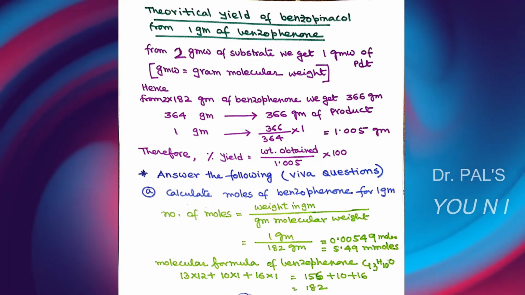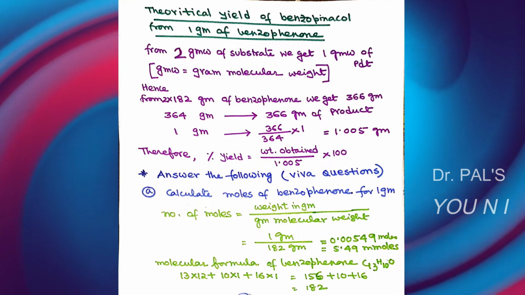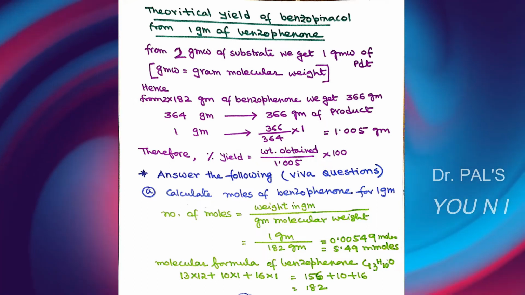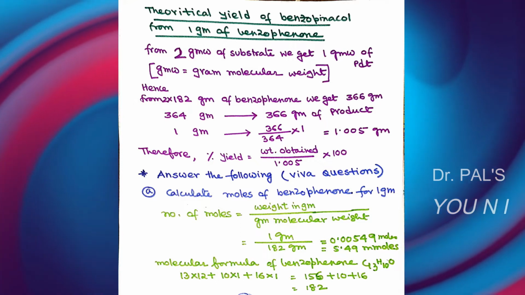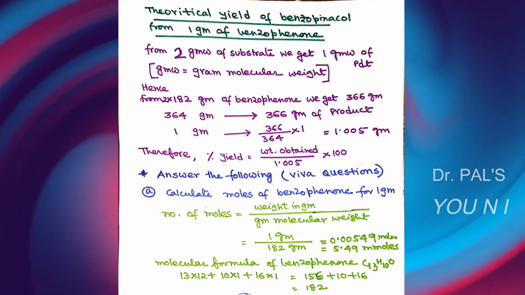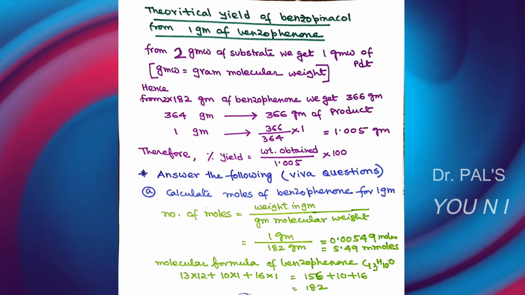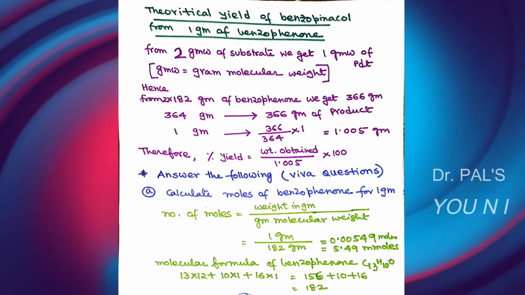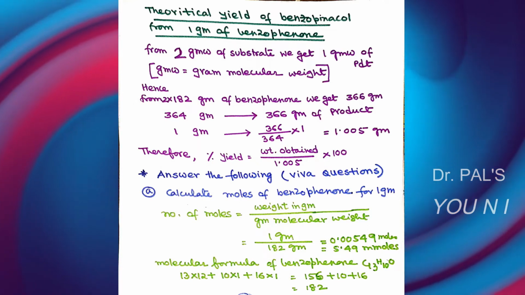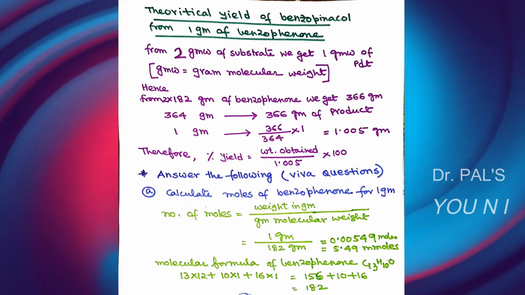Now, after preparing this compound, if we take the weight and say that it is x gram, then the percentage yield is equal to x gram divided by 1.005 gram, into 100. Whatever value comes will be considered the percentage yield. In this regard, it is better if we discuss how to calculate the moles of organic compounds.